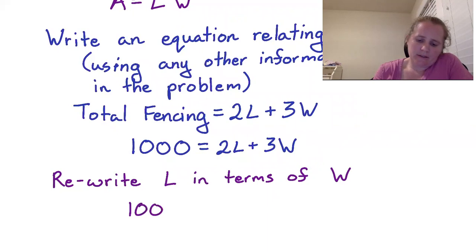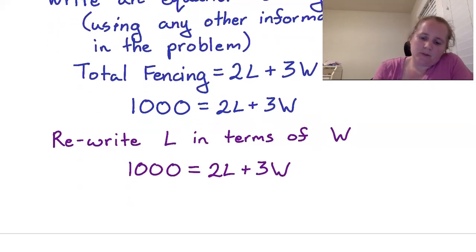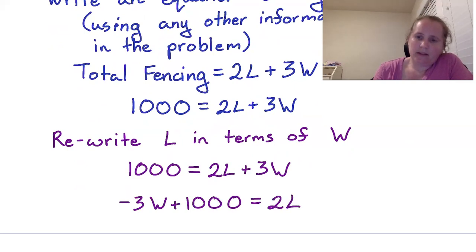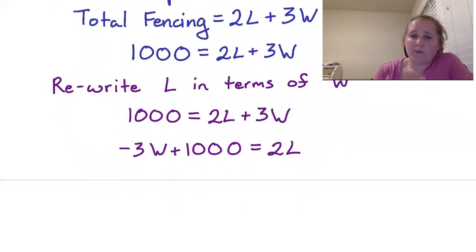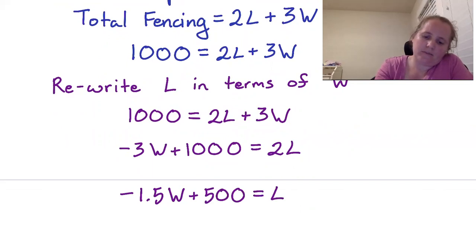So we have 1,000 is equal to 2L plus 3W. If we subtract 3W from both sides, we have negative 3W plus 1,000 is equal to 2 times L. And then if we divide through by 2, we get negative 1.5W plus 500 is equal to L. Again, that came from just dividing both sides by 2, and before that, we just subtracted 3W from both sides.